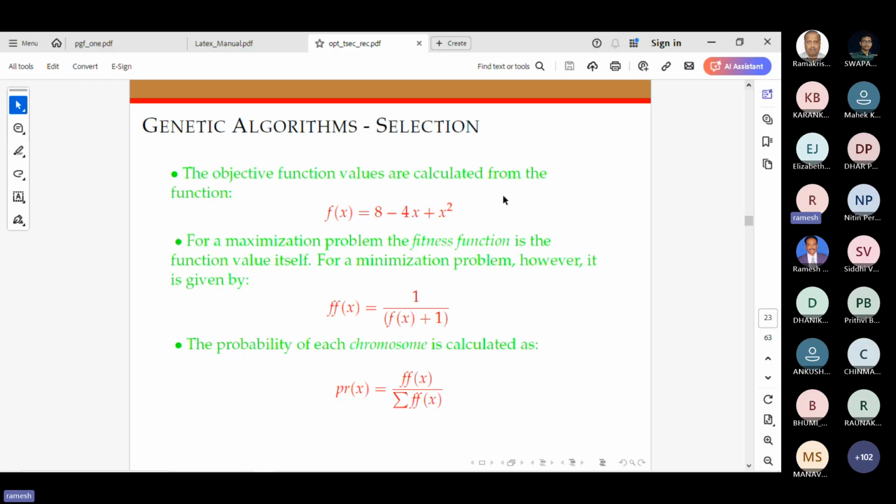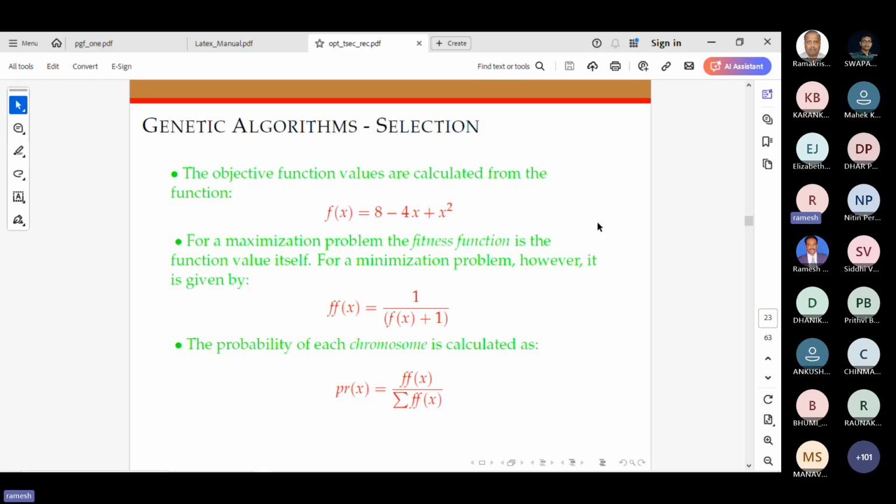So what we can do is calculate the function values, and for a maximization problem, the function values themselves can be used as what is known as a fitness function. The fitness function is a measure of the goodness of the objective. That means if the fitness function is more, our objective is better served. If the fitness function is less, the objective is not served that well. So that's the meaning of fitness function. So if you have a maximization problem, then the objective function value itself can be used as a fitness function.